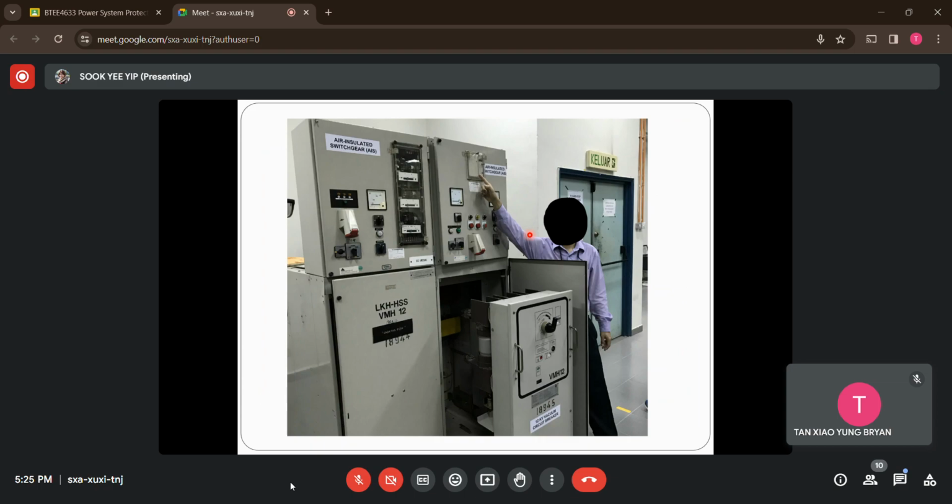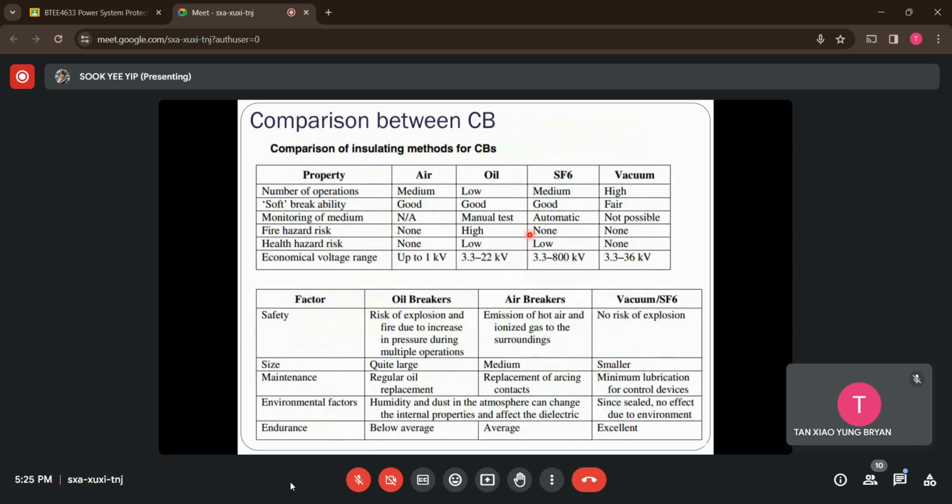Okay, so now let's move on. We have one table showing the comparisons for different types of breakers that have been introduced to you, where the different types of breaker are classified based on the medium we use for the arc extinction. So we have four kinds here in the first table: air, oil, SF6 gas, and vacuum. In terms of number of operations, obviously oil breakers will be the lowest, with the lowest lifespan, followed by the air and SF6 gas breakers, and the best one will be the vacuum breakers.